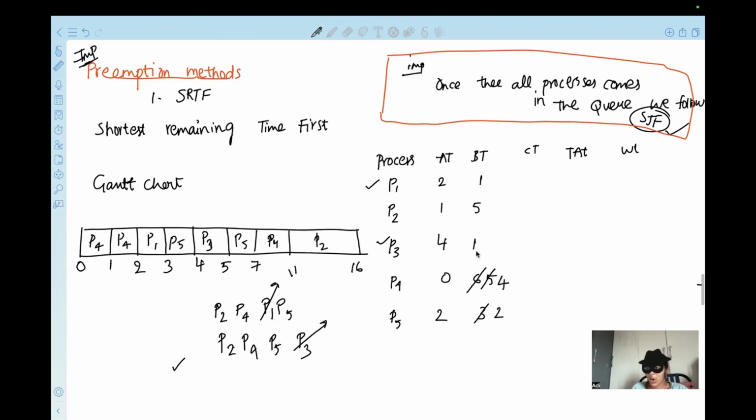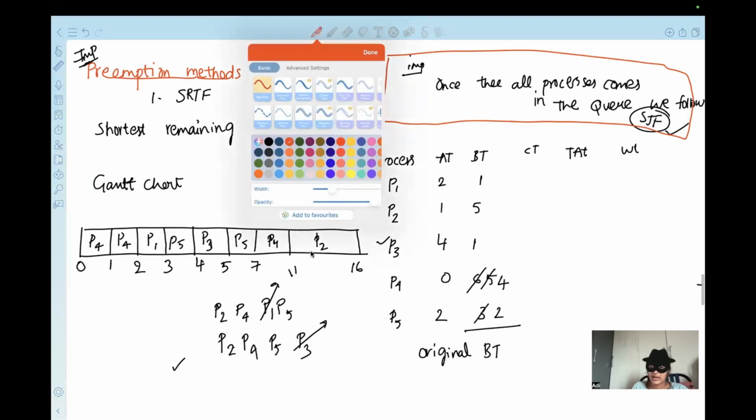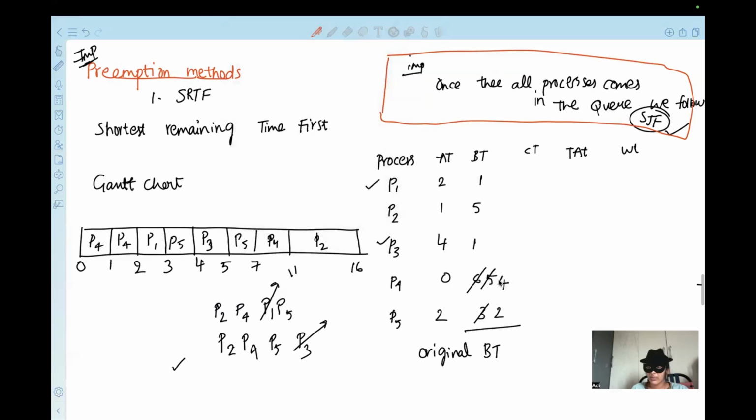So if we add all the original burst times, this is also very important. While calculating the completion time or the total run time, don't calculate these cancellations. You have to calculate the original burst times. With respect to original burst times only, we'll calculate.